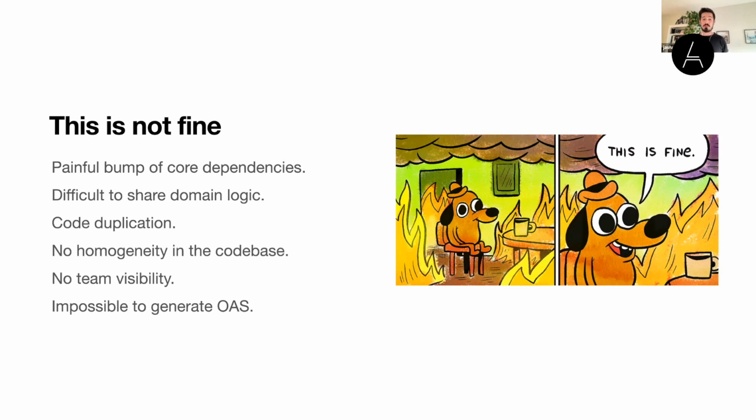Sharing domain logic was also very difficult, because the only way that you could do that when you have separate repositories was to have a private NPM package that would be used across different services. And that also brings the problem of versioning, because you release a new version of the domain package and then you have to update all of your microservices.